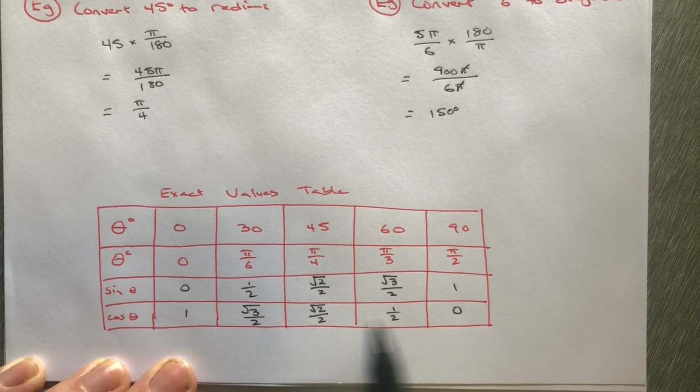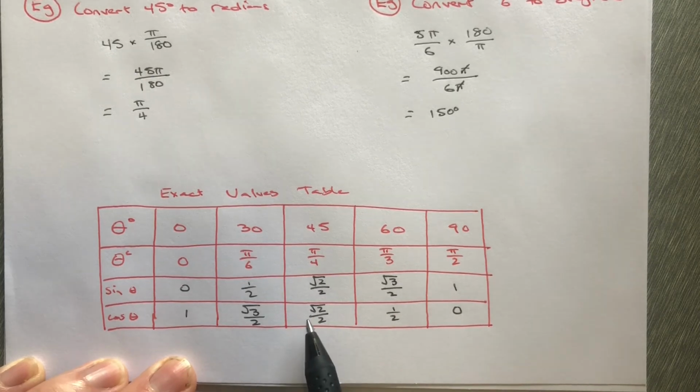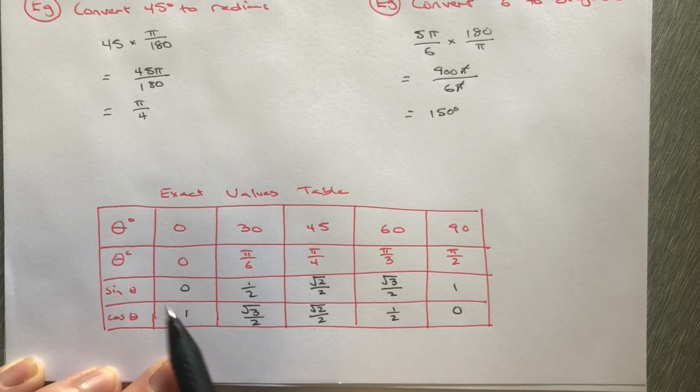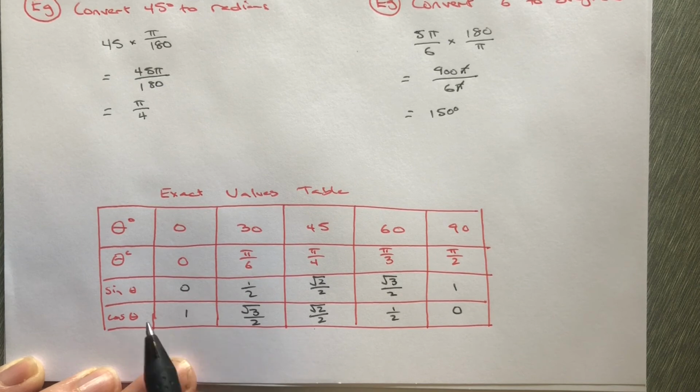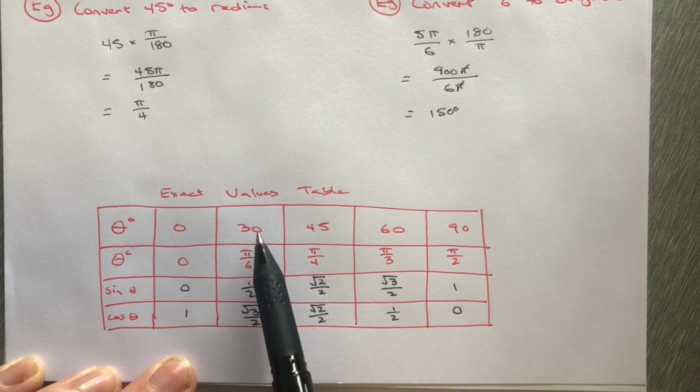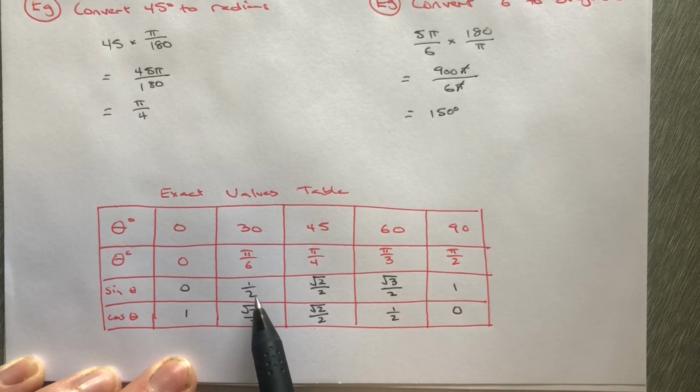And then it has our exact values. Now, what I mean by exact values is the sine and cos lengths of the triangle. So sine would be your vertical part, cos would be your horizontal part. Okay, so what this is saying is that if you have a triangle with a 30 degree angle, the vertical part is going to have a length of 1/2, and the horizontal part is going to have a length of √3/2.